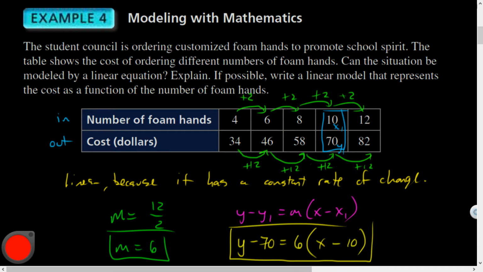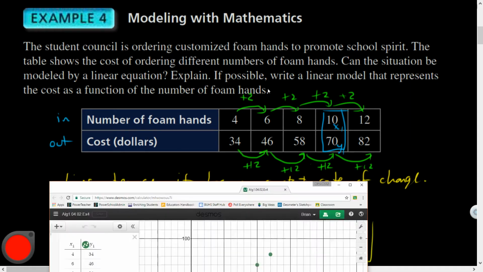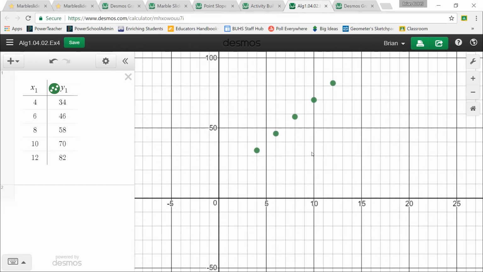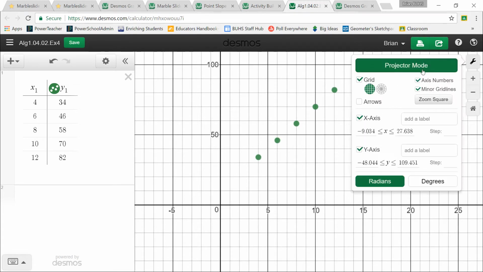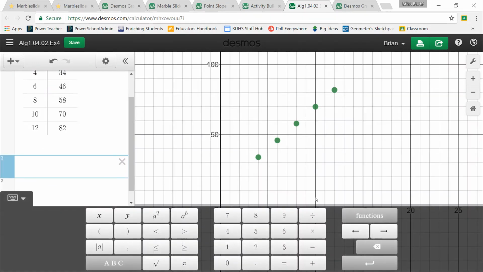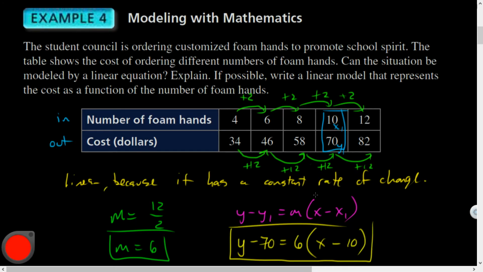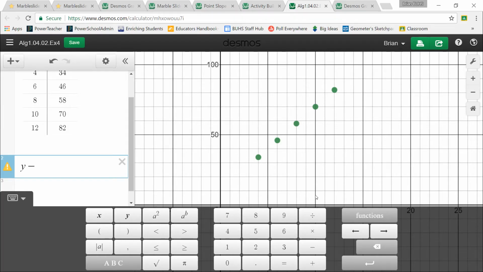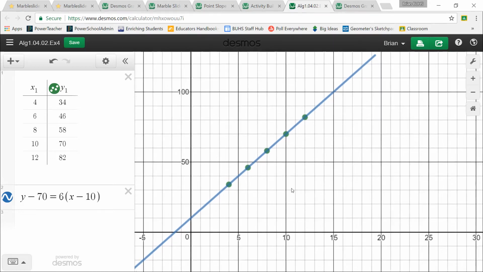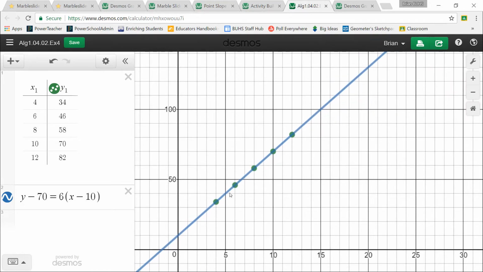So check this out. I actually have plotted these points in Desmos right here. Yeah, it is a little bit bright. Man, that's rough. Ouch. Our eyes. So let's see. Our equation was what? Y minus 70. So watch this. Y minus 70 equals, what was our slope? 6 parentheses x minus 10. Look at that. We now have a model that perfectly represents this data.